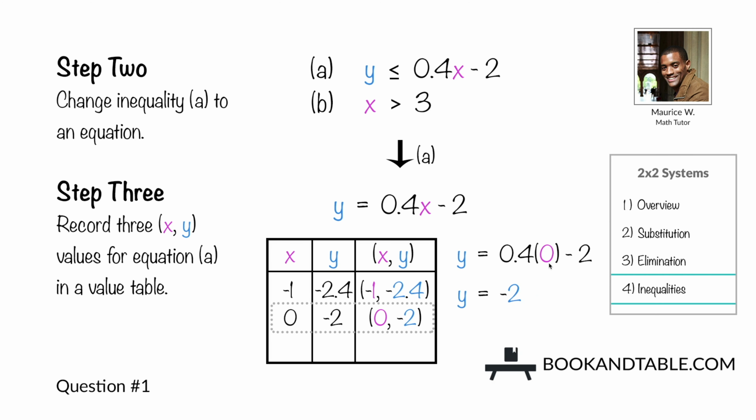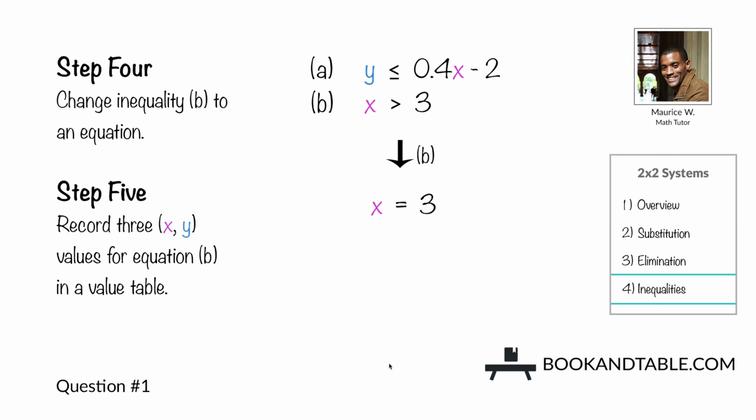Now we'll plug in x is equal to 0, and that would give us 0.4 times 0, which is 0. 0 minus 2 is equal to -2. So our second point, x is 0, y is -2. And now we'll plug in 1 for x, giving us 0.4 times 1, which is 0.4, minus 2. 0.4 minus 2 is equal to -1.6. So when x is +1, y is -1.6. So now that we have 3 points for equation A, we can create a value table for equation B.